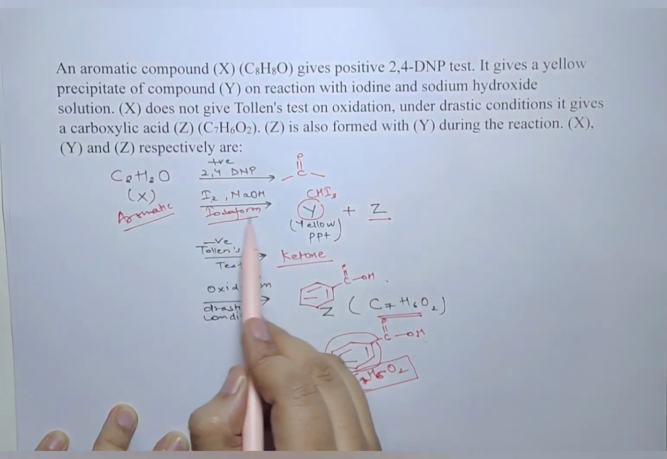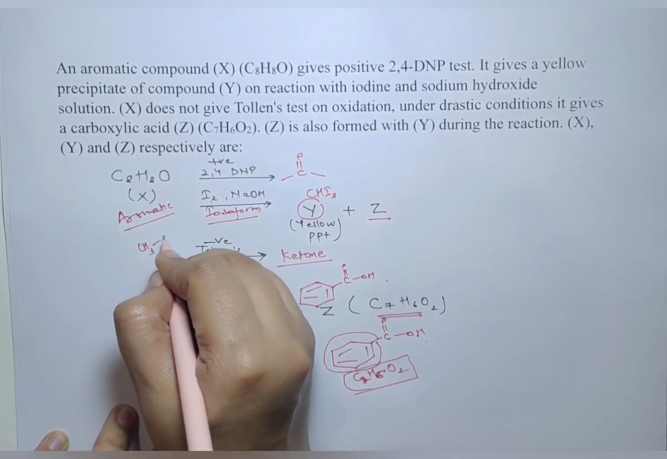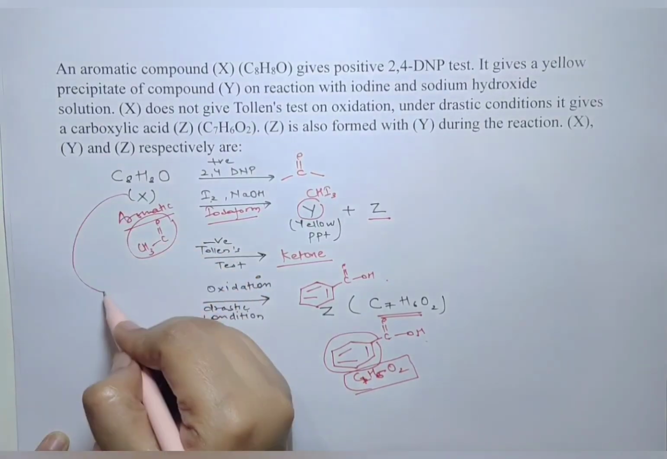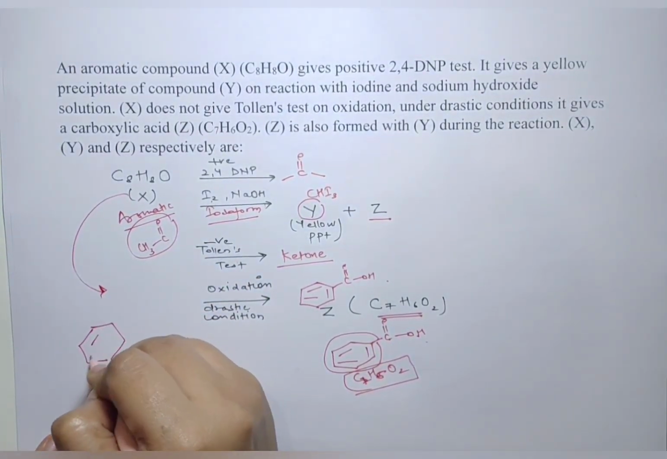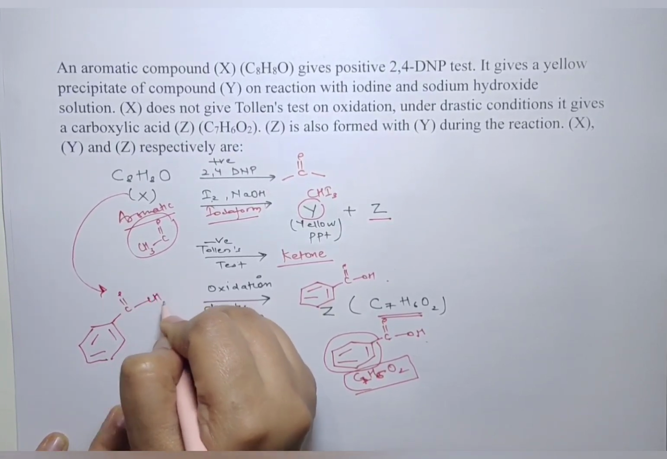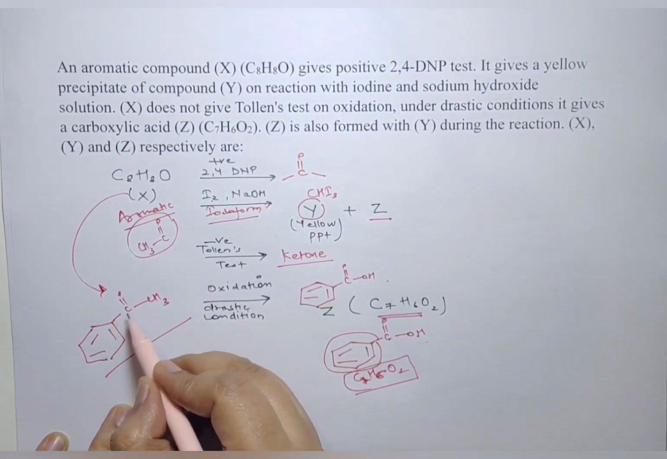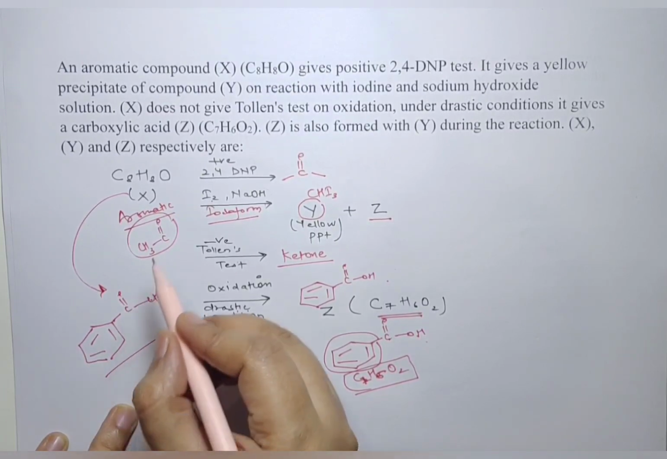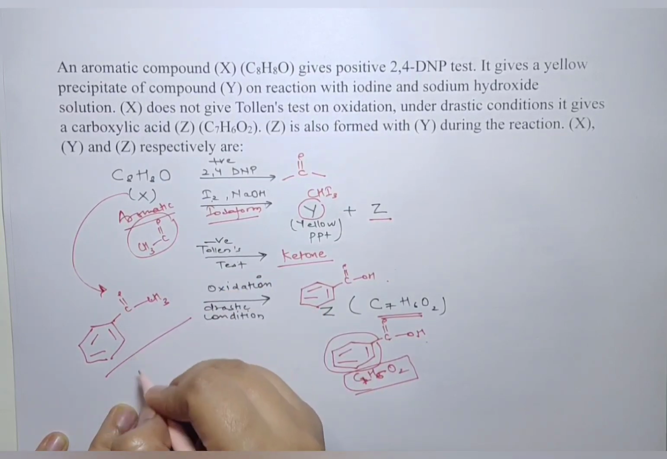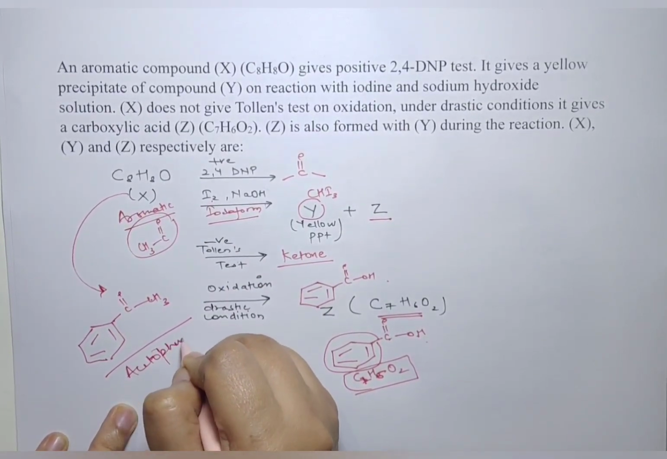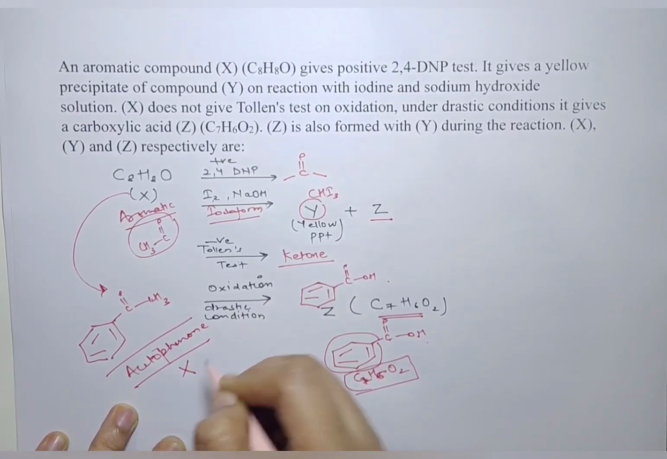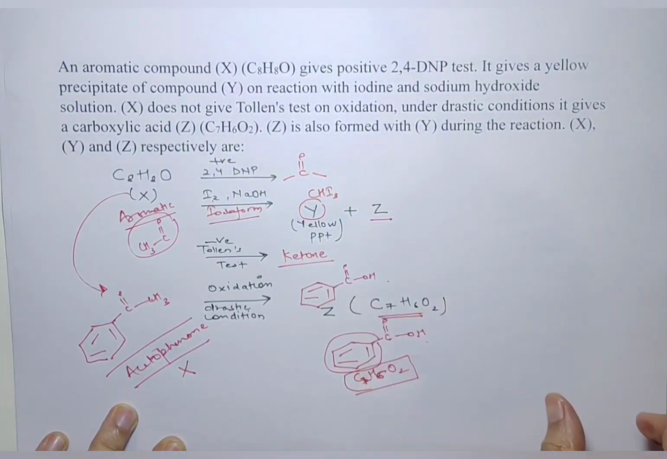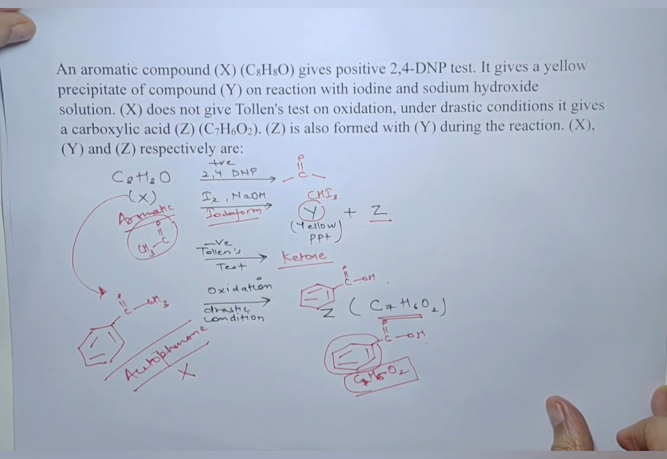Since it gives the iodoform reaction, that means it also has this methyl ketone group. So that means our X has to be acetophenone. 6 carbons, 7 carbons, 8 carbons, 5 hydrogens and 3 hydrogens, so 8 hydrogens, and 1 oxygen. So acetophenone is our compound X. Y would be iodoform, Z would be benzoic acid. All right, let's move on to the next question.